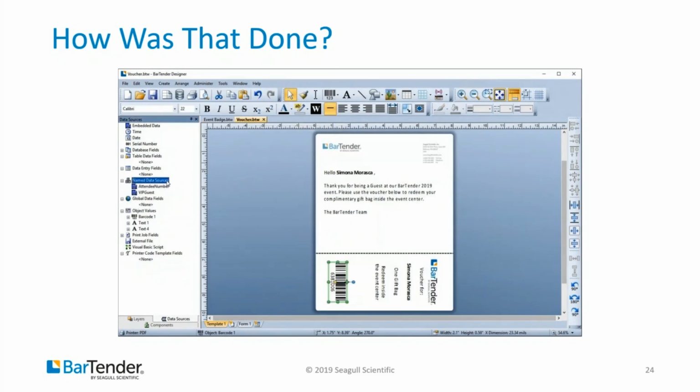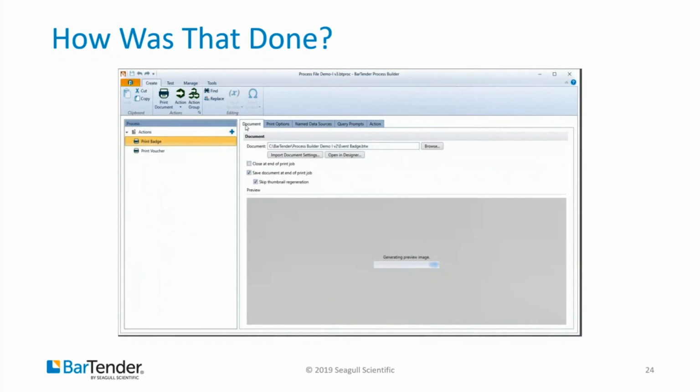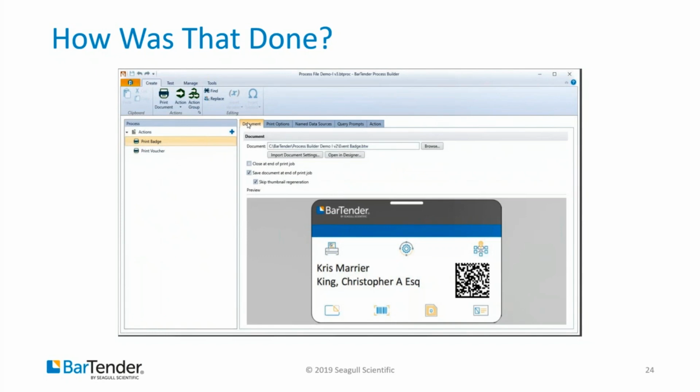On my voucher, I also have named data sources, but important to note, I don't have a database connection here. And without the process itself, these files have no association to each other otherwise, right? I just have those named data sources. So this is kind of how we link them, if you will, once we get to Process Builder. All I did here, instead of actually running the process, was right-click and hit Edit, and I have the two print actions that you can see here on the left-hand side. I renamed them to Print Badge and Print Voucher.